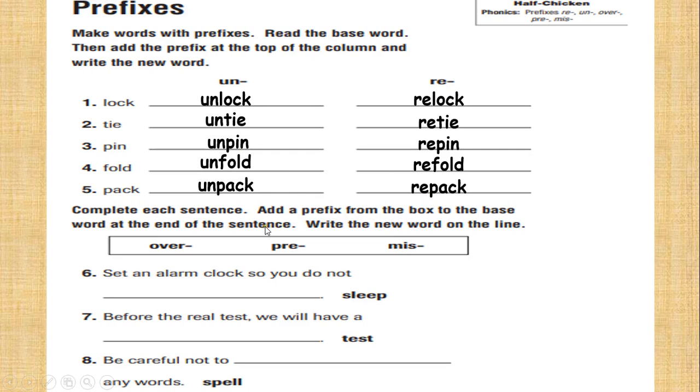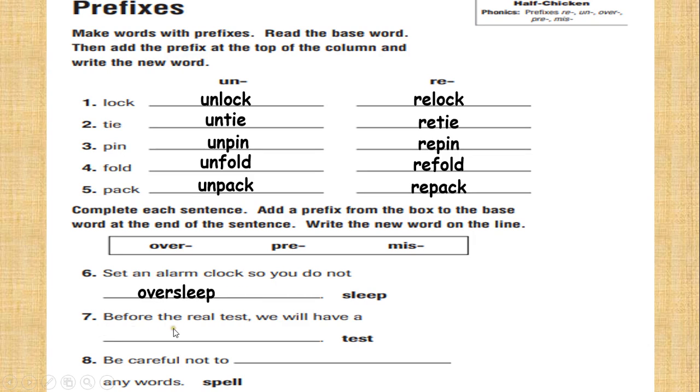Complete each sentence, add a prefix from the box to the base word at the end of the sentence. Write the new word on the line. We have the prefixes over, pre and mis. Here we have set an alarm clock so you do not what? Sleep. When you sleep too much and miss your alarm clock. So we say, set an alarm clock so you do not oversleep, oversleep.